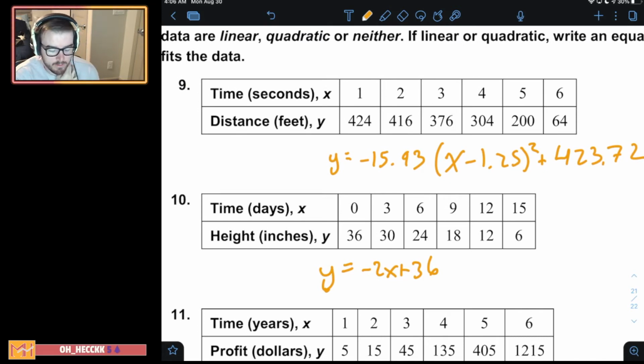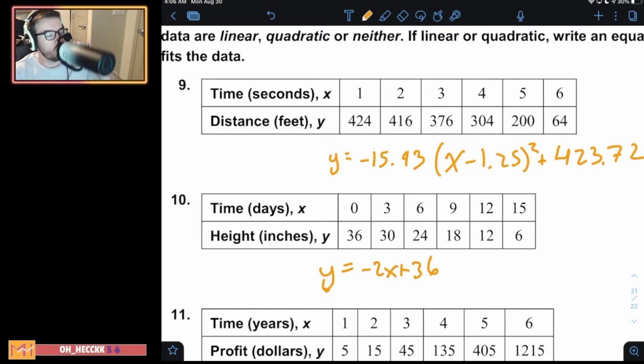If you look at these two sets of points, you can see in number 10 that it's going down 6 each time. You see that? 3 days went by, down 6. Another 3 days went by, down 6. Another 3 days went by, down 6. That's linear. That's slope. It's going down 6 over 3, down 6 over 3. That's slope. That is a line.